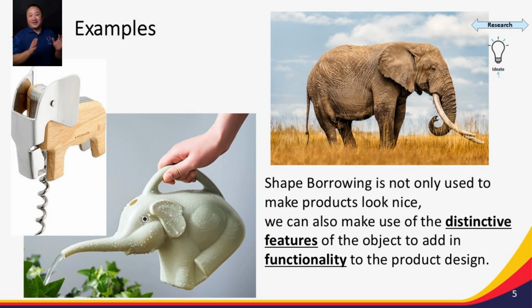For example, the long trunk of the elephant can be the spout of a watering can, or the lever to prop up an elephant-shaped wine opener. Just keep in mind that in our case, we are designing for a desk clock. Can the distinctive feature of your shade-borrowed object become a functional feature of your desk clock?